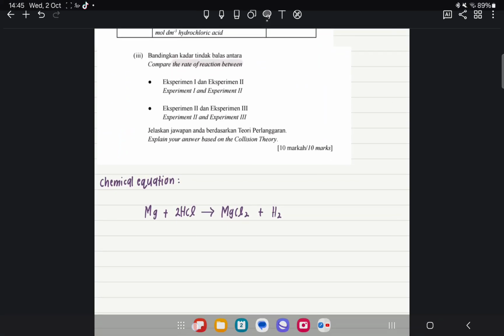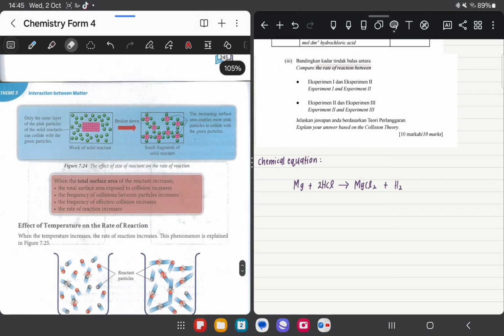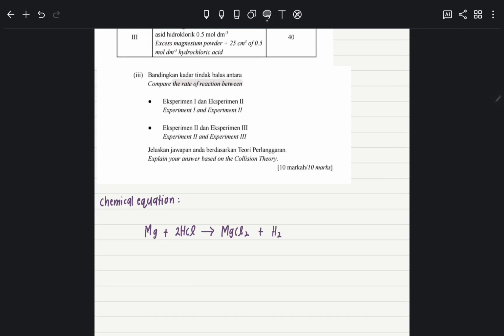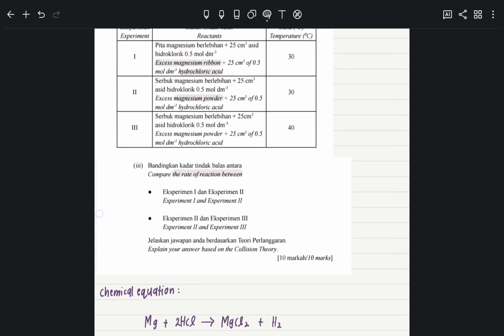Open your textbook. Your first sentence should be the total surface area exposed. Your second sentence should be about the frequency of collision, your third sentence is about the frequency of effective collision, and the last sentence is the rate of reaction, correct? Now first, I already told you your first sentence should be about the total area exposed. Now, you answer me: which one do you think has the bigger total area exposed?